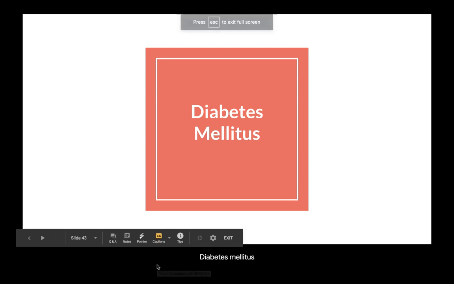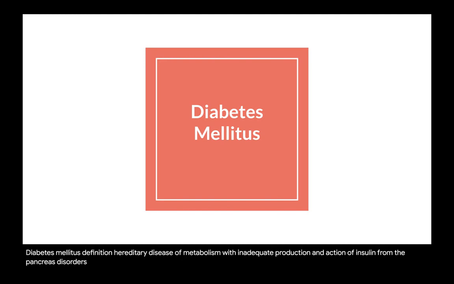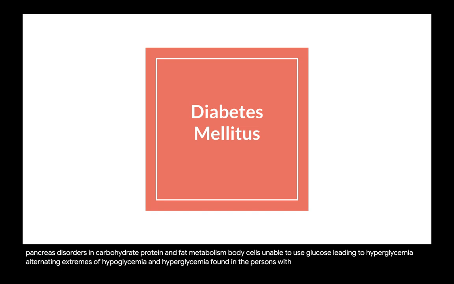Diabetes mellitus. Definition: hereditary disease of metabolism with inadequate production and action of insulin from the pancreas. Disorders in carbohydrate, protein, and fat metabolism. Body cells unable to use glucose, leading to hyperglycemia. Alternating extremes of hypoglycemia and hyperglycemia are found in persons with brittle, very poorly controlled diabetes.